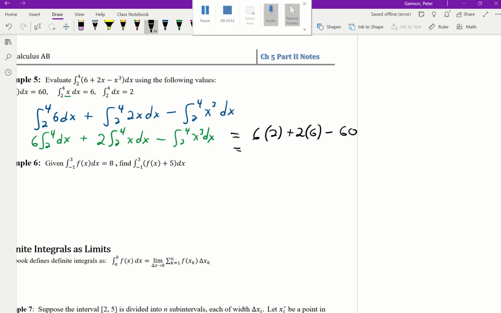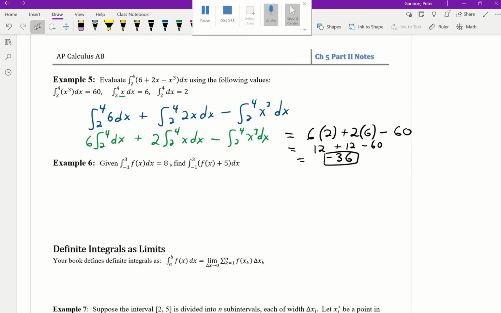So if we combine like terms, 6 times 2 is 12. 2 times 6 is 12 minus 60. So 24 minus 60 is negative 36. So therefore, the integral from 2 to 4 of 6 plus 2x minus x cubed is negative 36.